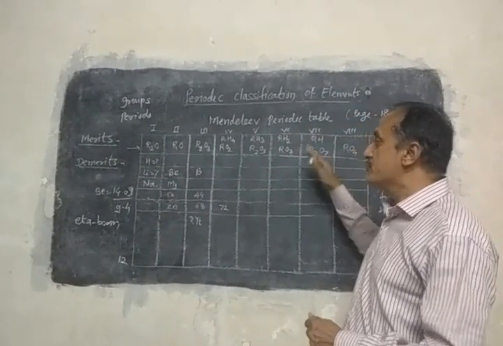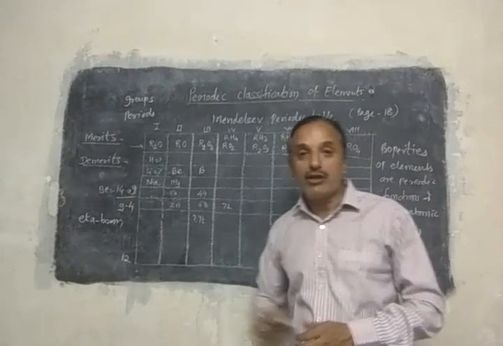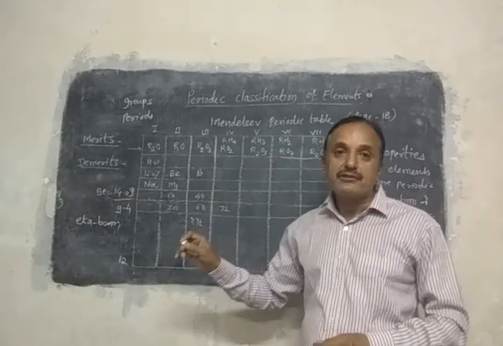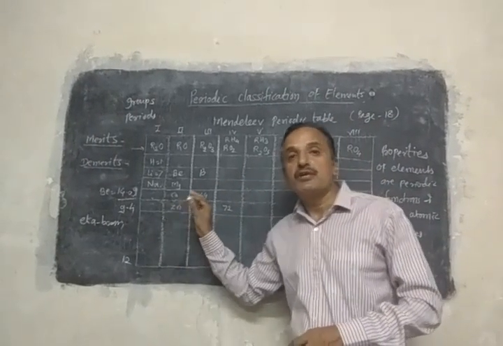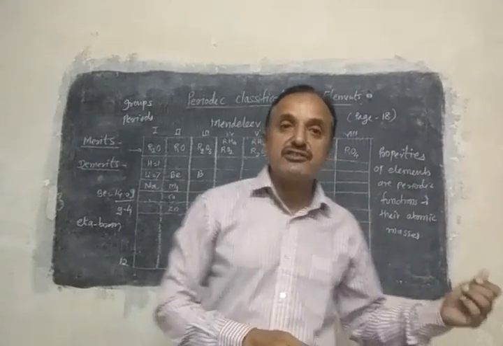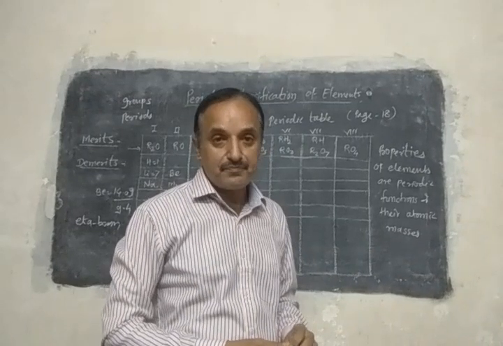Like this, the elements were placed in the table. Whatever elements were present at that time were successfully placed in the table. So we can say that he was the first scientist who could classify the elements present at that time.